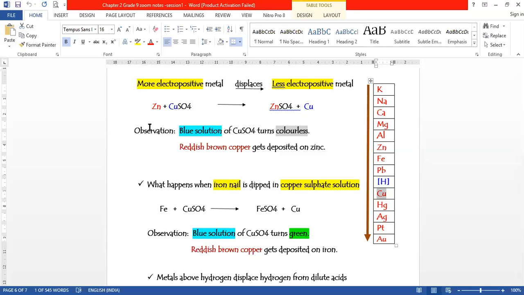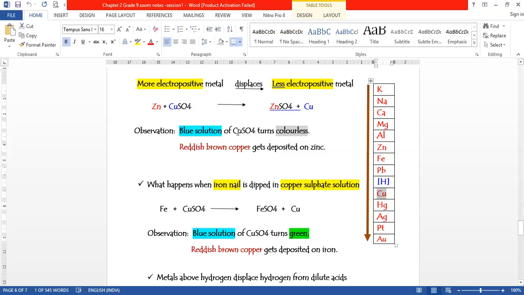Whenever you have an observation question, you have to make sure that you write the things you see, not the reaction. So what do we see when I add zinc metal to copper sulfate? The blue color of the copper sulfate solution turns colorless. Copper sulfate was blue in color because of the presence of copper ion. Copper ion imparts blue color to the solution. So when the copper ion is removed from the solution and zinc sulfate is formed, it becomes colorless because zinc sulfate is a colorless solution.